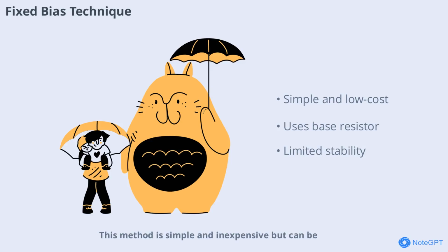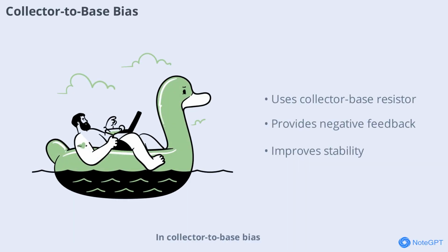This method is simple and inexpensive but can be unstable due to variations in transistor parameters or temperature. It's mainly used in basic circuits where stability is not critical. In collector-to-base bias, a resistor is connected from the collector to the base. This setup provides some negative feedback, improving stability compared to fixed bias. It helps compensate for changes in transistor parameters, making it more reliable for practical circuits.